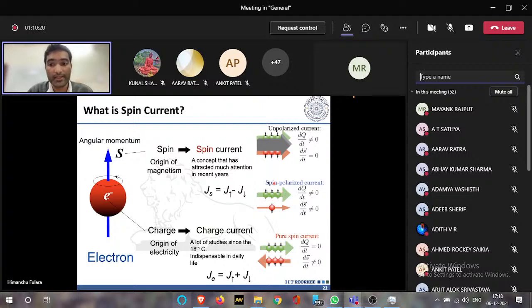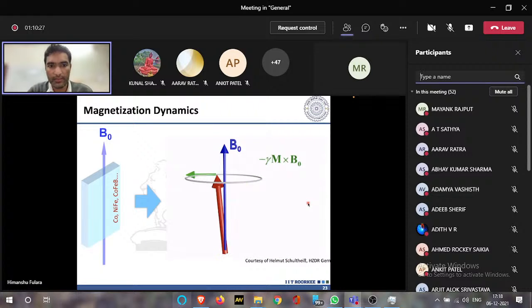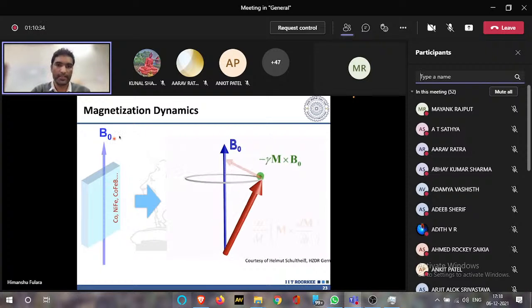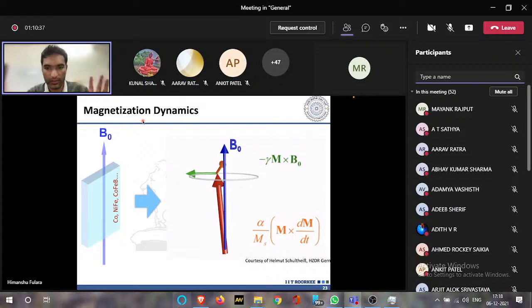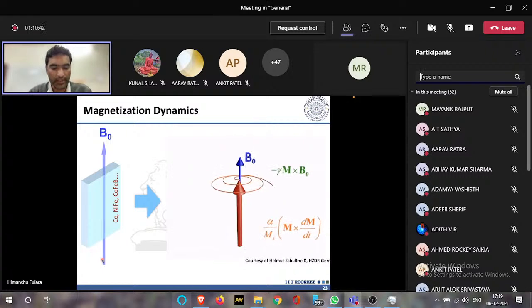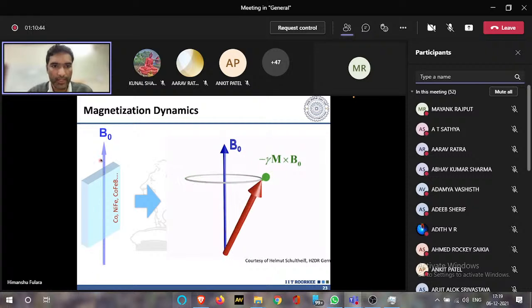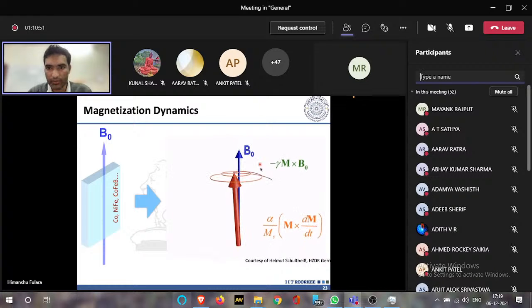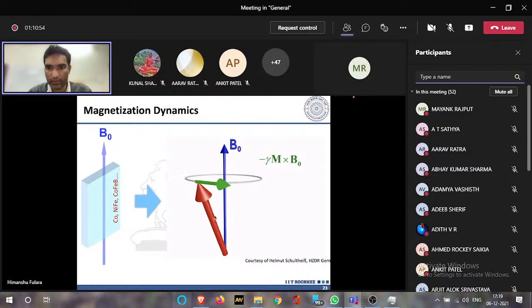So how do we generate this spin polarized current first? Charge is conserved, spin is not conserved. So first you have to see what happens. This is basically a magnetization dynamics of spins. You have a ferromagnetic layer here, and this ferromagnetic layer is subjected to an external magnetic field. What happens? The individual moments of this ferromagnetic layer start to precess around this external magnetic field. Now I have shown here a vector.